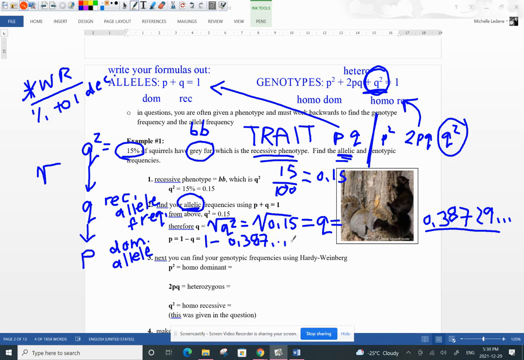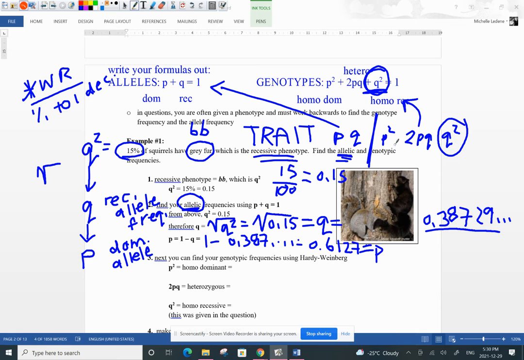0.387, and so on. And on your calculator, you should get a value like 0.6127. That is our p-value. That tells us the frequency of the dominant allele in this population. Okay, so if these frequencies are not changing, the population is in Hardy-Weinberg equilibrium. If the frequency of the recessive goes up, then the dominant goes down, we know our population is undergoing evolution.